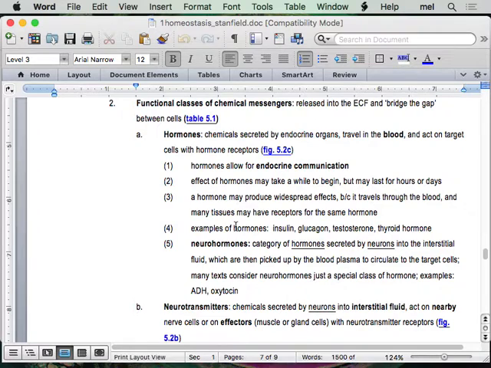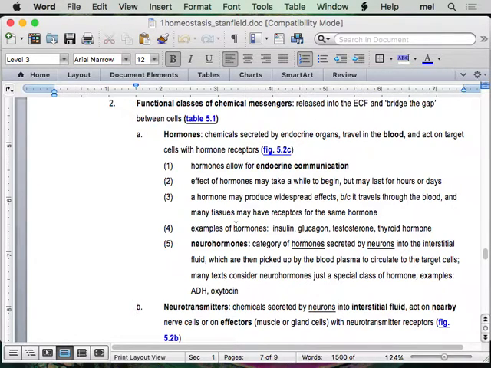So instead, how you're going to categorize them is how they get from point A to point B, okay? So if I get dumped into the bloodstream and travel through the bloodstream from the cell that releases me to the target cell, then I'm going to be much slower than something that is released right between the target cells and just diffuses, right? Does that make sense? So functionally, they're going to fit better into categories based on how they travel from point A to point B. Does that make sense?